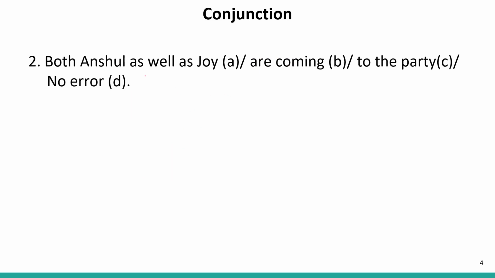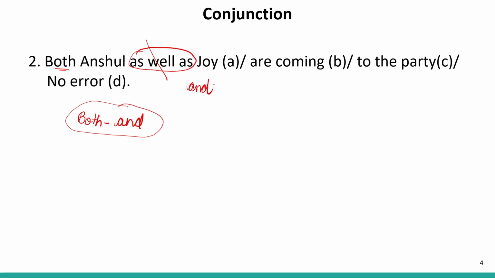Now the next sentence. Both Anshul as well as Joy are coming to the party. Now we look at this sentence carefully. In the beginning of the sentence, we have both. We know well that with both, we use and as a pair. So this is a pair conjunction, both and. With between and with both, we use and. Therefore, here as well as should be replaced with and. So the correct sentence will be, both Anshul and Joy are coming to the party.